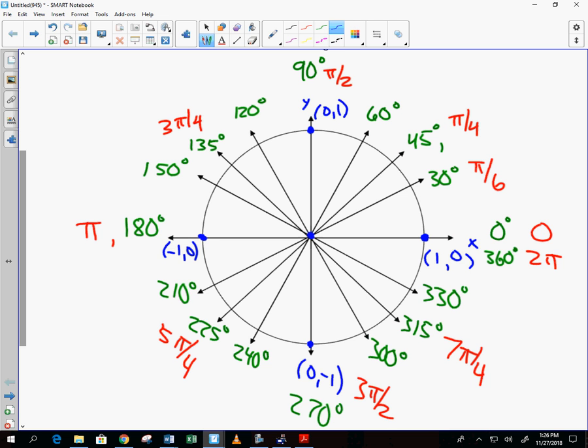The first. 1 pi over 6. 2 pi over 6, which reduces to pi over 3. 2 pi over 6 is the same as pi over 3, right? Okay, let's count. 1 pi over 6, 2 pi over 6, 3 pi over 6, 4 pi over 6, which is 2 pi over 3.